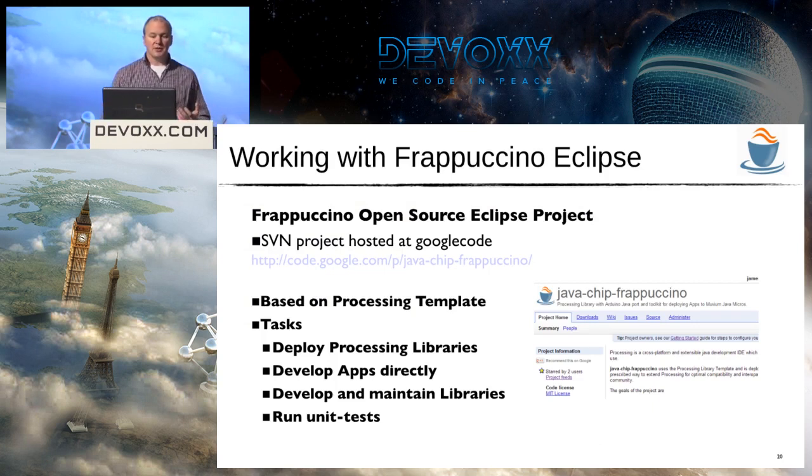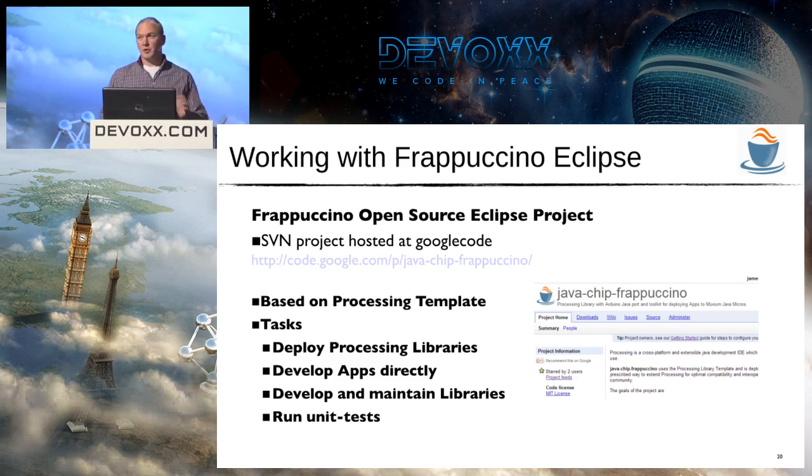The Frappuccino project is an Eclipse project. It's an open source project, which was just put up. It's hosted at Google Code. The URL's there, but you can't quite see it. Oh, you can see it up there fine. It's based on the template that Processing put out. With this Frappuccino project there are several tasks that we do. First of all, it's deploying to this library, which can be plugged into the Processing IDE. But you can also do more with it.